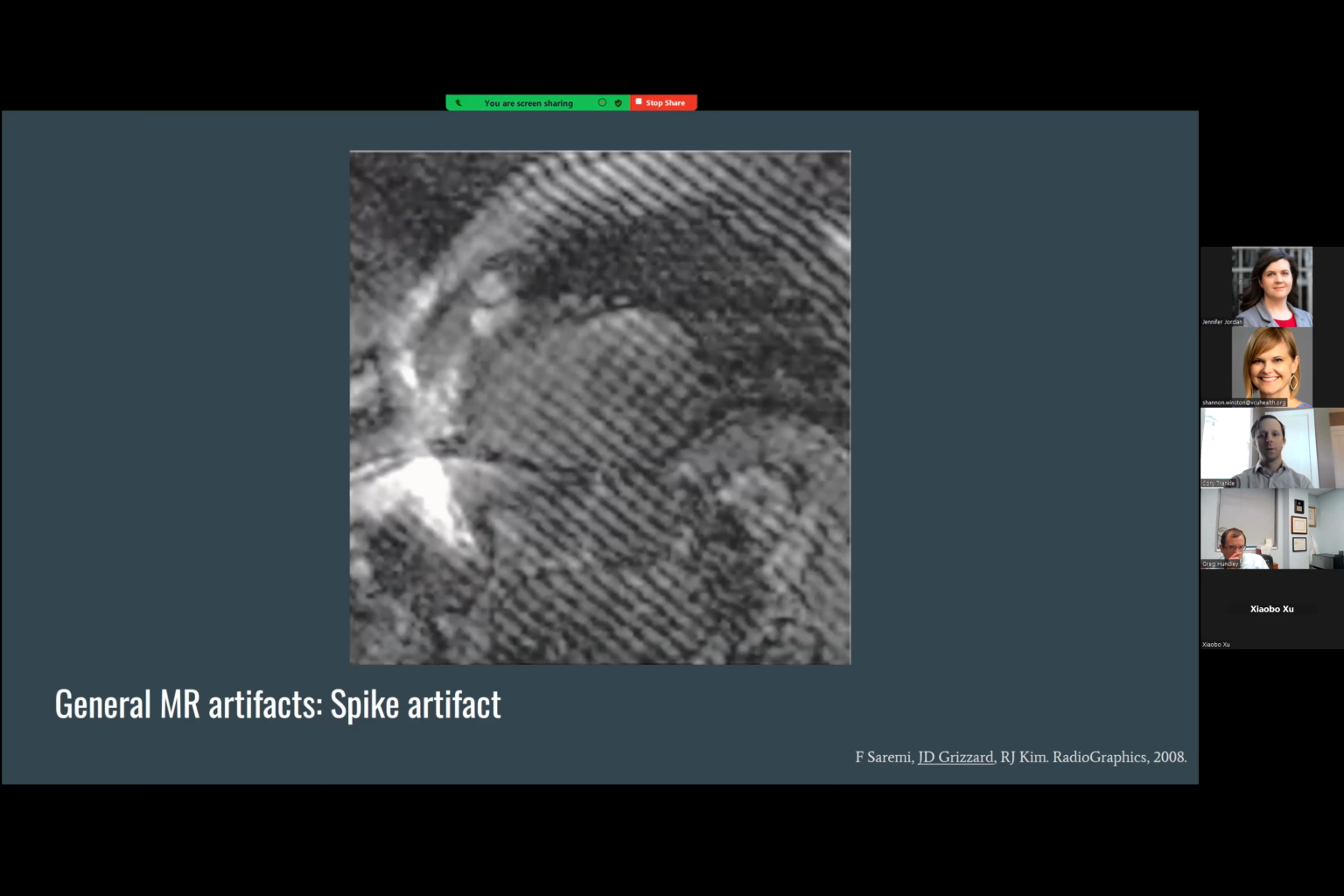Going back to our basics of MR, we listen for the RF frequencies and we record them in something called K-space with our frequency encoding direction on one axis and our phase encoding on the other. Then we do a 2D Fourier transform into the image space.